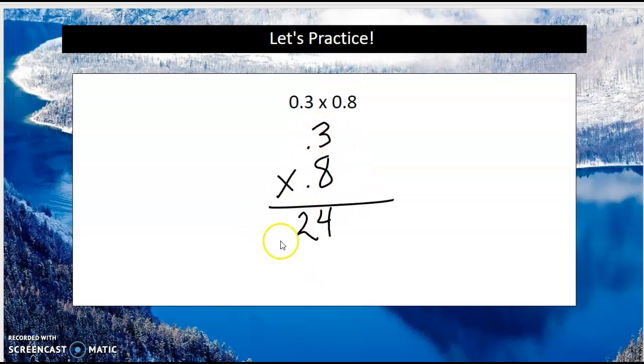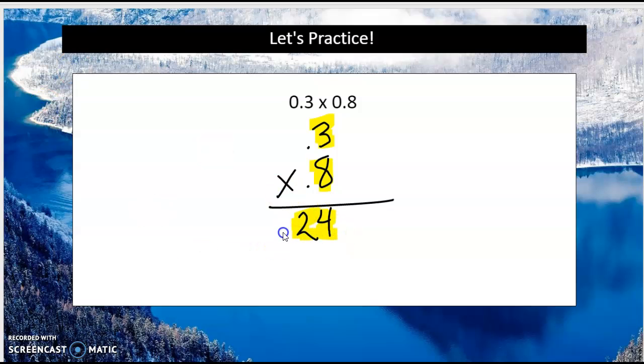And now, where do I put my decimal? Well, my strategy is to highlight each place value behind the decimal. Here is one. Here's another one. So I have highlighted 2 places. How many places am I going to highlight in my answer? If you said 2, you're absolutely right.